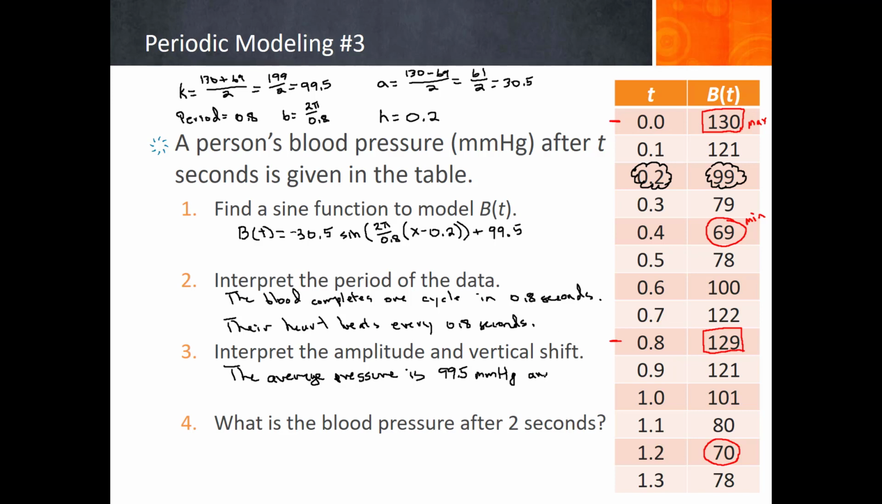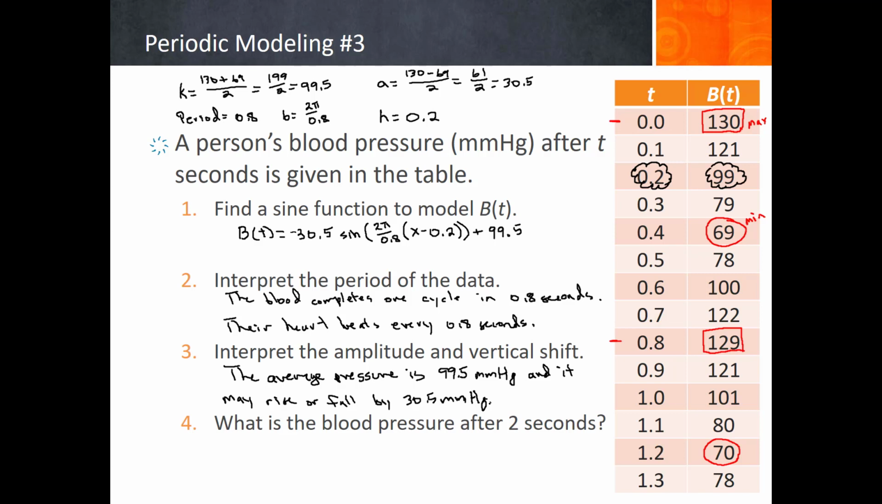And it may rise or fall by the amplitude, which is 30.5 millimeters of mercury. Again, there might be other ways you can phrase that, but that kind of gets the point across. All right, and the last question, we just want to know what is their blood pressure at 2 seconds.